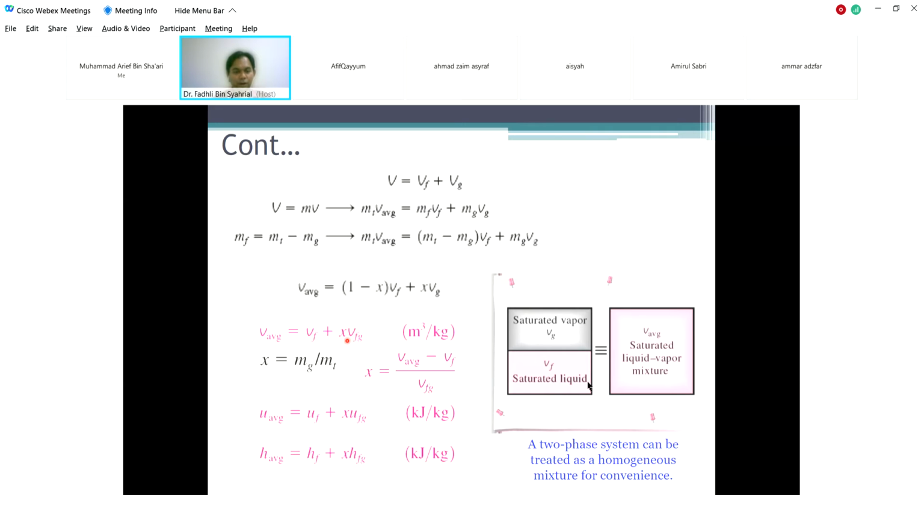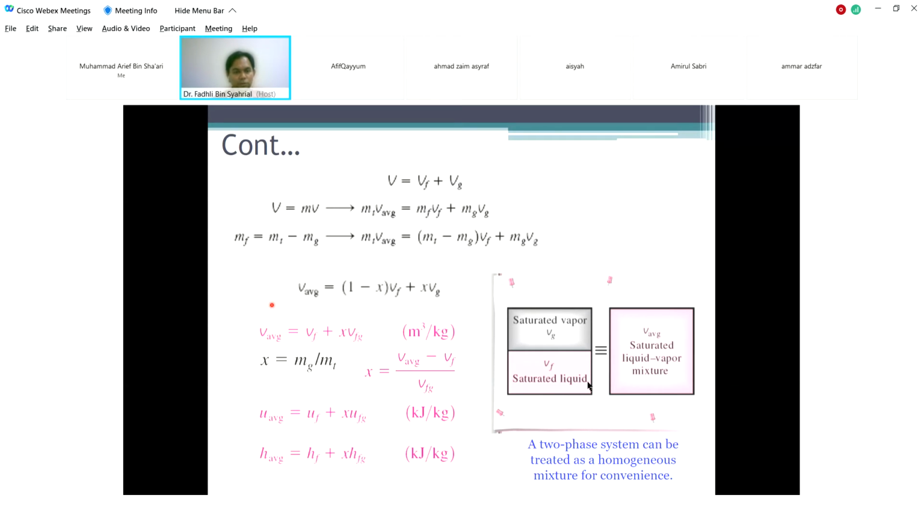Okay, we have x = 0.2, VFG. How to find VFG? As I said just now, VFG is the difference between VG and VF. So VG minus VF. VG is 2.3593, right? Minus 0.001036. Then you will get VFG. Okay, so solve this one first, get this value.